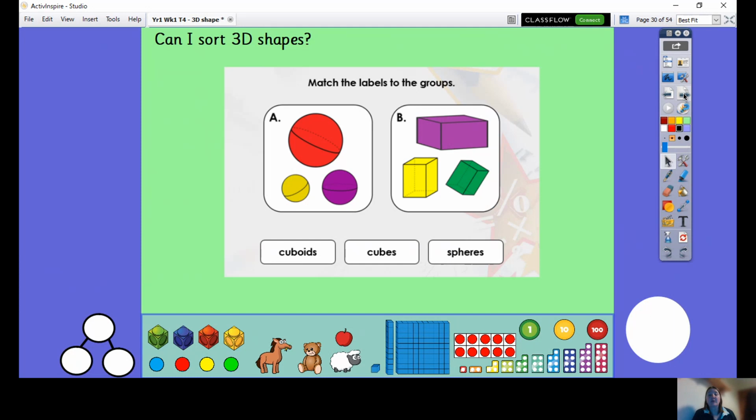Okay, so we're thinking about sorting groups. So having a look at these two groups, we've got A and B. How have they been sorted? So they've been sorted into, all these shapes are spheres, and these are all cuboids. So obviously the cube ones doesn't need to be used. So it's been sorted into spheres and cuboids.